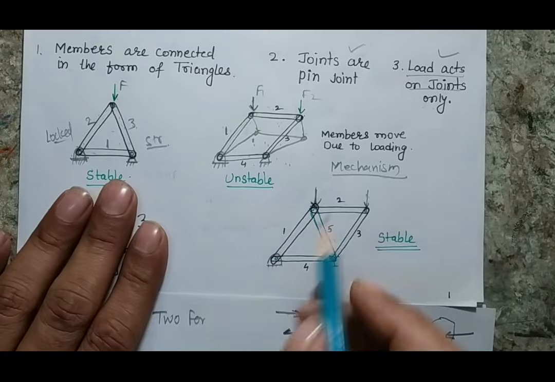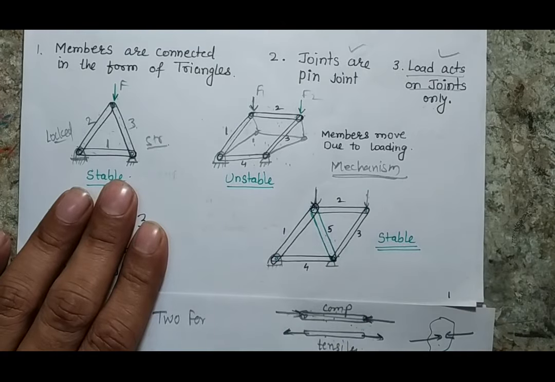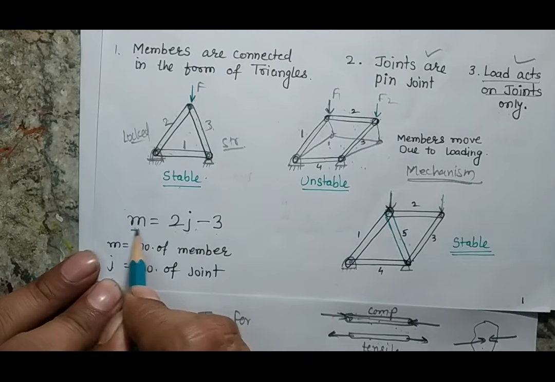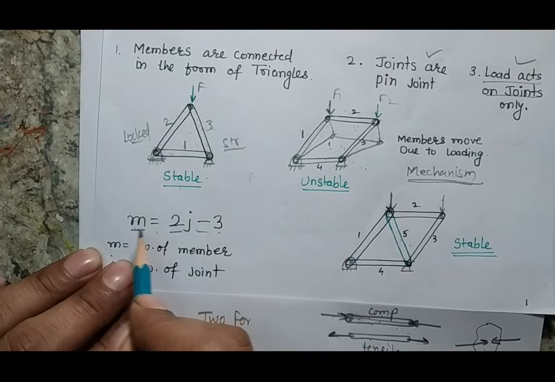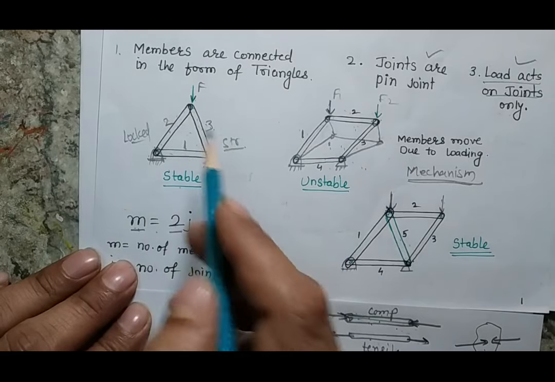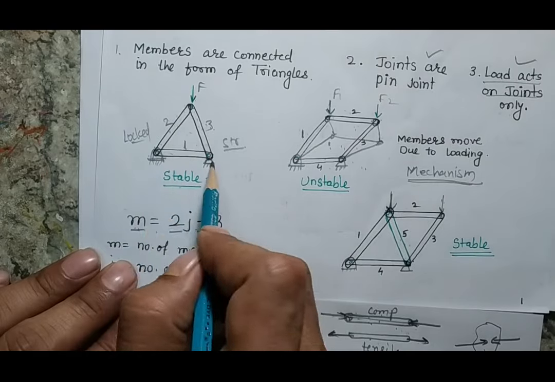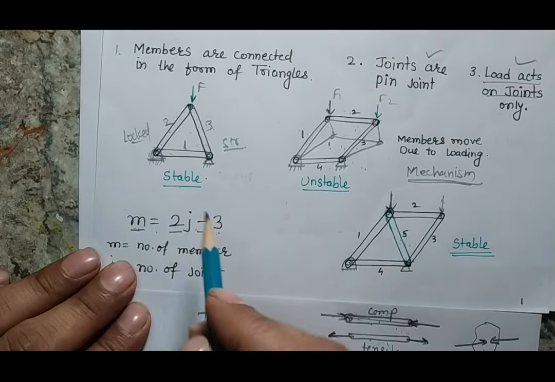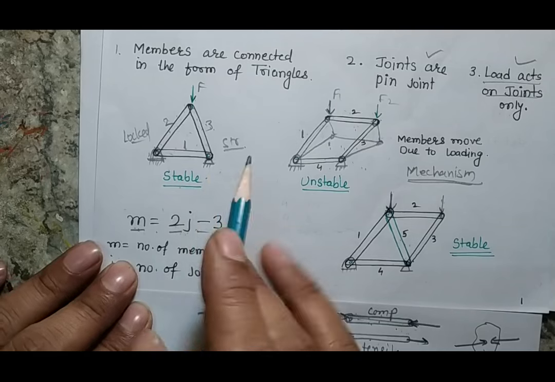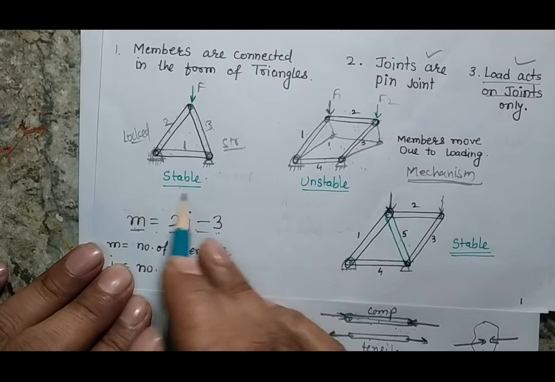And based on the study of the mechanism, we borrowed a formula from the mechanism which is represented as m = 2j - 3. Now m represents the number of members in a truss, j represents the number of pin joints in the truss. So if I apply this formula to my truss, I can understand whether it will be stable or unstable.